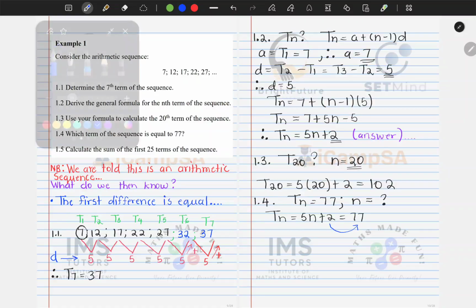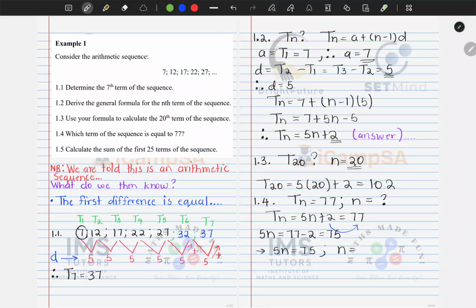So we'll transpose that 2. What we'll end up having is 5n equals 77 minus 2, which will give us 75. If you look carefully, you have 5n equals 75, so you can easily find your n by dividing 75 by 5. And the answer which you will find will be 15.